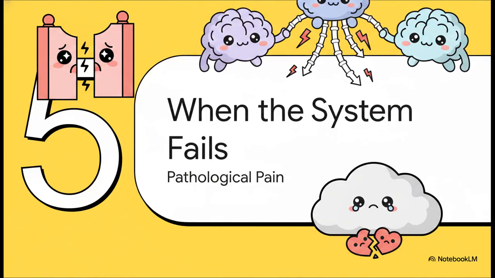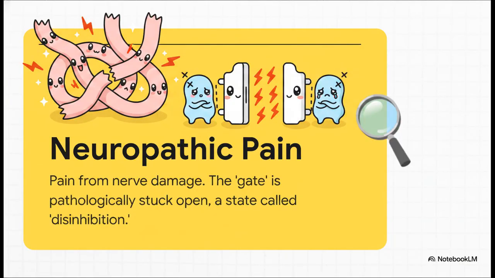Now, we've seen how elegant this system is when it's working right, but we also have to talk about what happens when it breaks. When the gates or the descending controls stop working properly, it can lead to some really difficult chronic pain conditions. And neuropathic pain is a perfect example of this. This isn't just pain from a cut or a bruise. It's pain caused by damage to the nerves themselves.